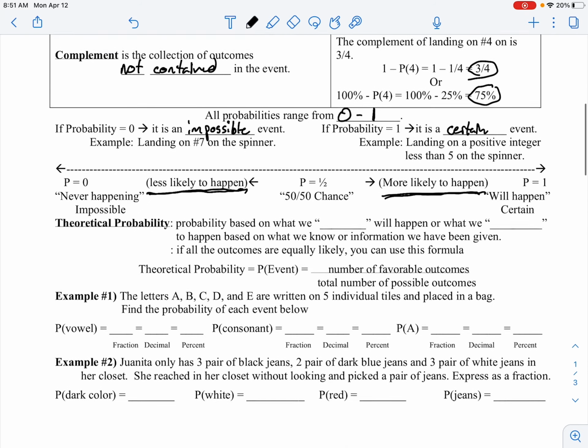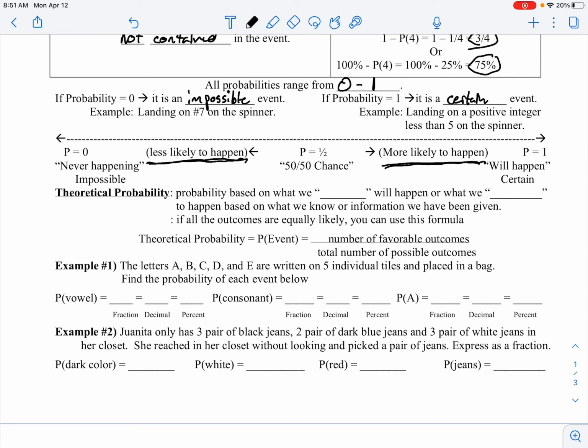So now we're getting into theoretical probability. Theoretical probability is the probability based on what we think will happen or what we expect. So this is where all the math comes in, as in the theoretical bit. So what we expect to happen based on what we know from the information that we've been given.